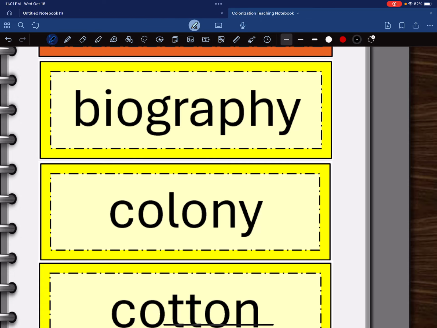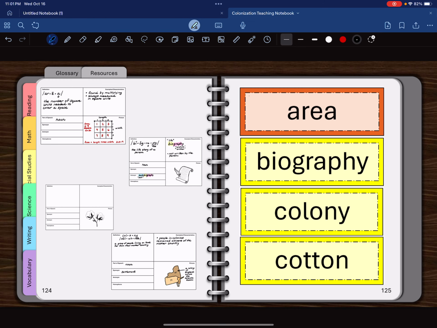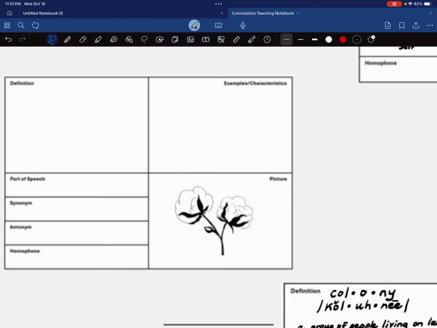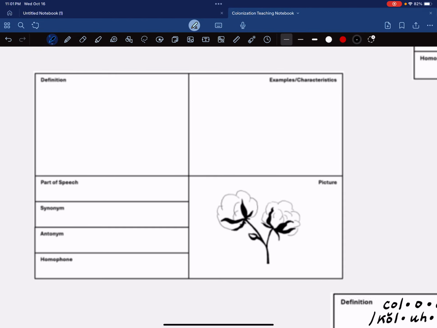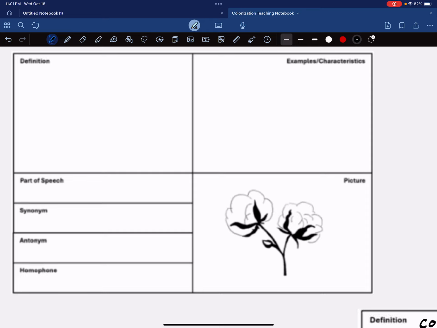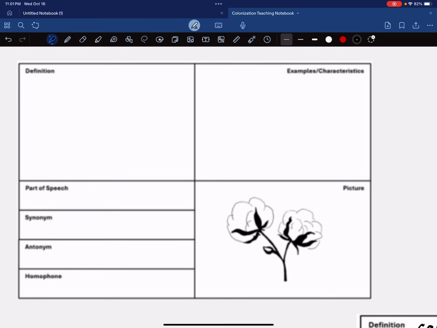I forgot to tell you in the last video that you can glue colony underneath biography. And the last word on page 125 is cotton. And when you open up the word cotton or open up that card, you will see a picture of the cotton plant.